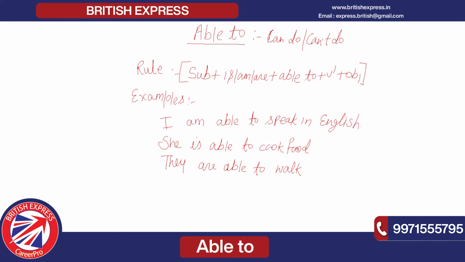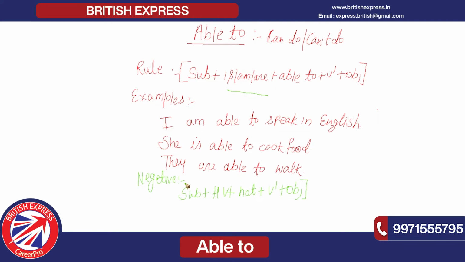Okay. Now let's talk about some negative sentences. To prepare negative sentences, we have to follow the same rule as we have discussed, but it would be changed. To prepare a negative sentence, we have to use subject, helping verb (as we have discussed, the helping verb is is, am, are), plus not, and then the first form of the verb, and then object.